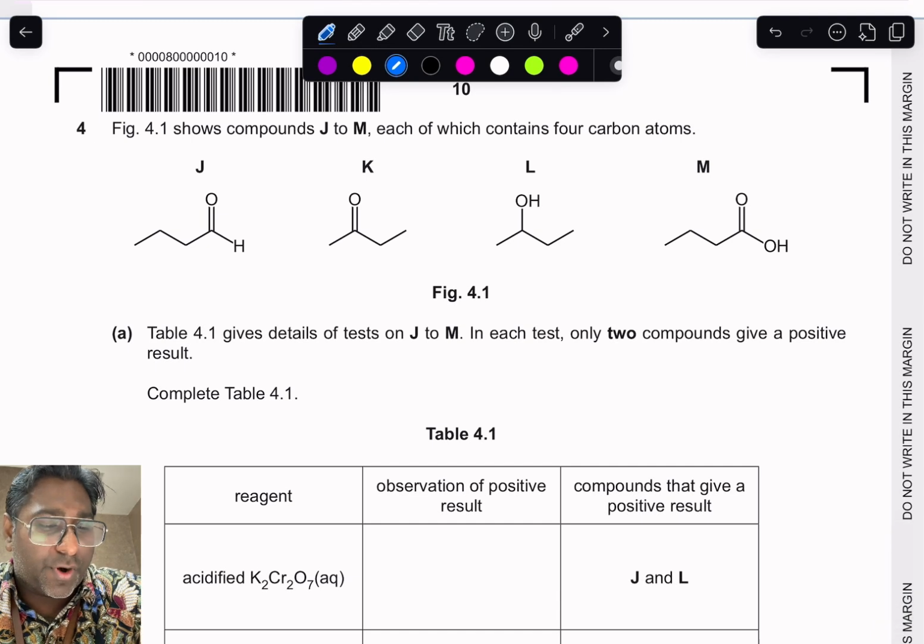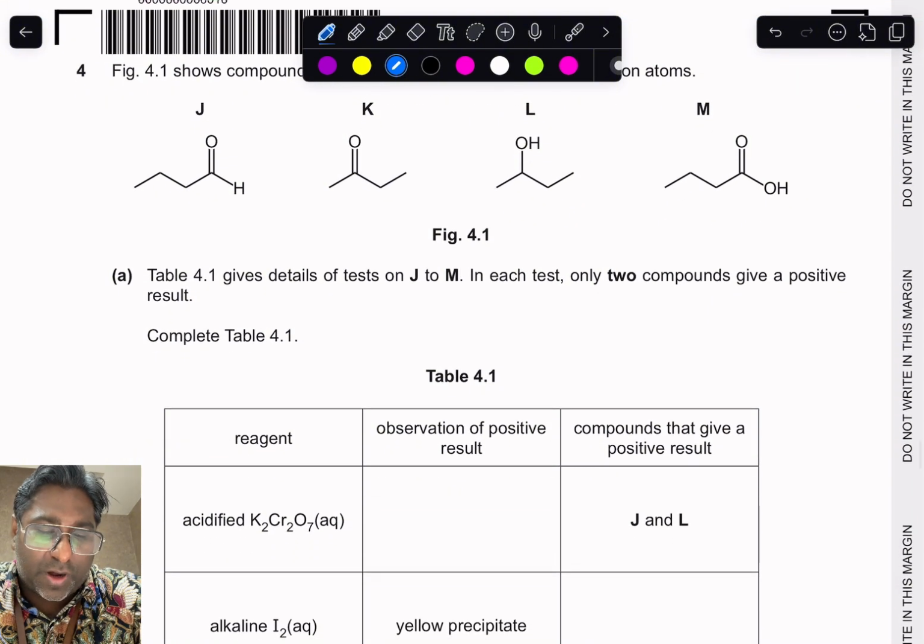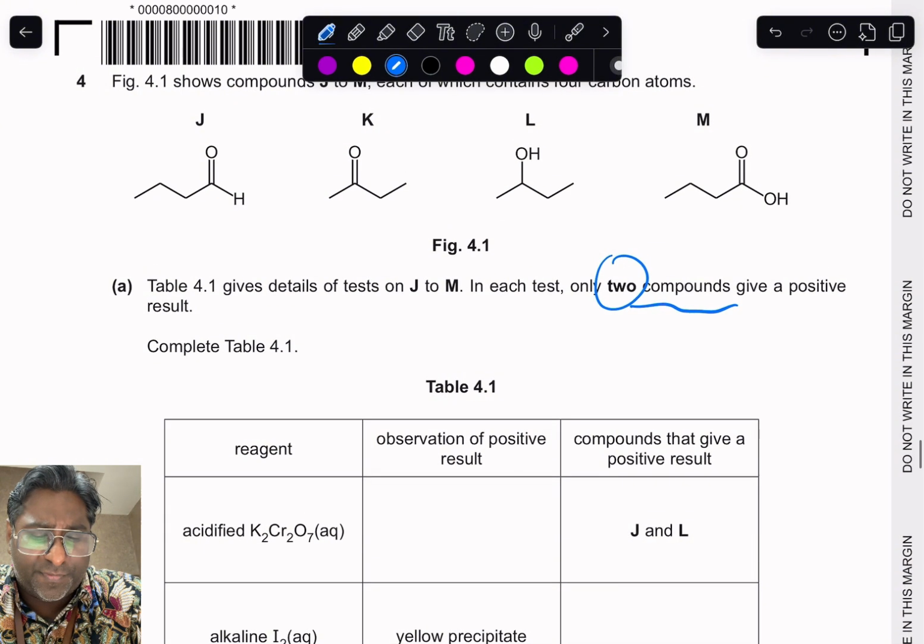Okay, question number 4. Figure 4.1 shows compounds J to M, containing 4 carbon atoms. Table 4.1 gives the details of the test J to M. In each test, only 2 compounds give a positive result. So observation of positive result.